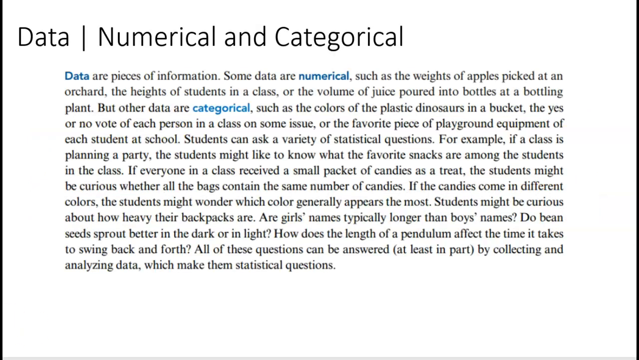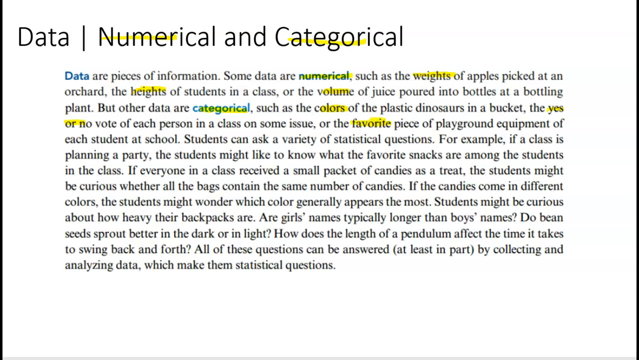So there's 2 types of data that we'll be discussing here. That's numerical and categorical. If you look at the roots here, numerical sounds like number and categorical sounds like category, and you would be correct. Data that's numerical is data that is a number, such as weight, height, volume. Categorical data cannot be added or subtracted. So colors, yes or no, favorites.